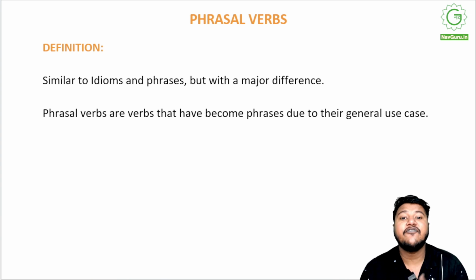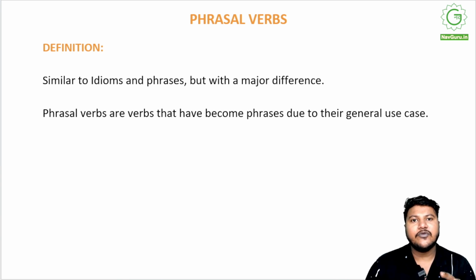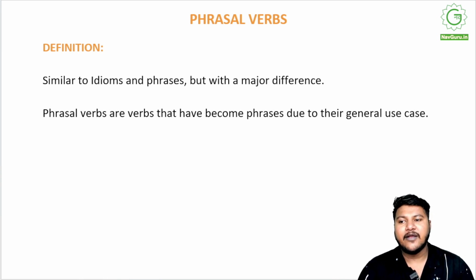Phrasal verbs are basically verbs that have become phrases due to their general use case. Similarly, some words come in a sentence and typically they are not used in the way they are supposed to be used. Their meaning is different altogether, and you have to read between the lines. But these phrasal verbs are basically phrases that have been formed from verbs and now have become phrases.